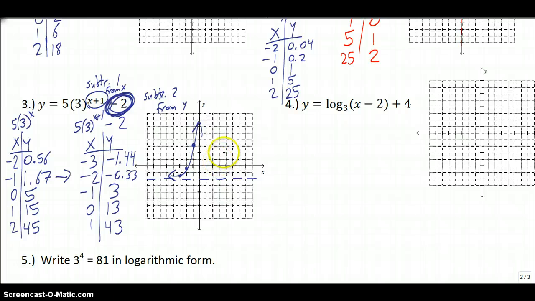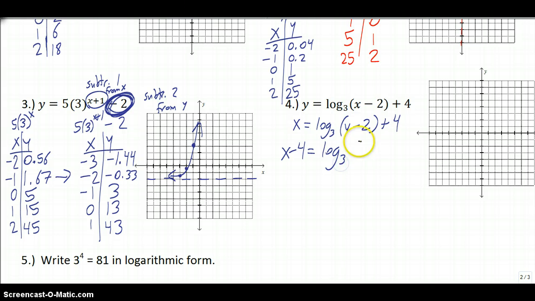Again, I want to make sure you're not graphing just something random, okay? Number 4, it's a log, so I have to flip the x and y in order to graph it. So x equals log base 3 of y minus 2 plus 4. Can't bump the base yet. I have to subtract 4.